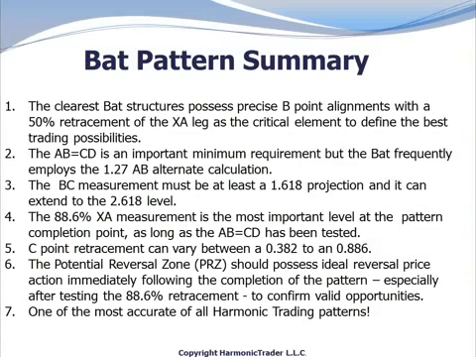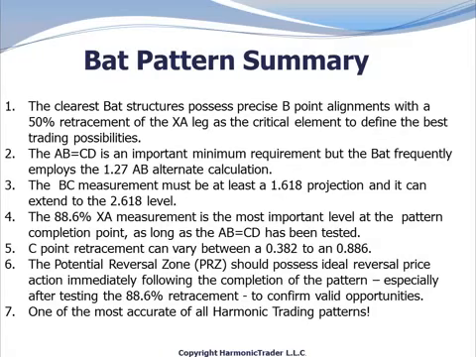Bat pattern summary. The clearest bat structures possess precise B-point alignments with a 50% retracement of the XA leg as the critical element to define the best trading opportunities. Now the .382 to .5 can be used as well, but for the bat pattern, the 50% is preferred. The AB equals CD is an important minimum requirement, but the bat frequently employs that alternate 1.27 AB equals CD calculation, or sometimes even the 1.618 AB equals CD alternate calculation.